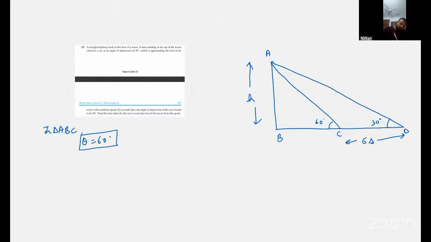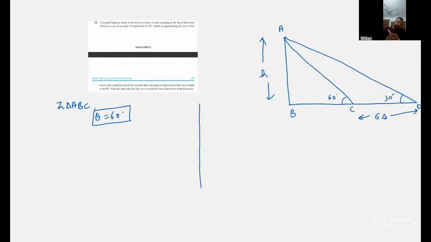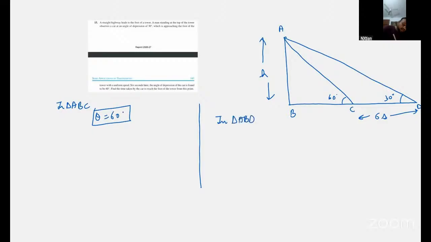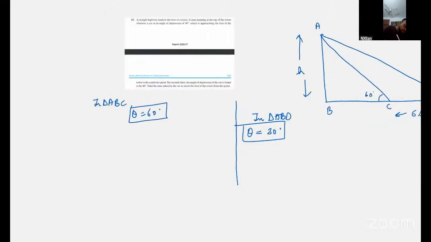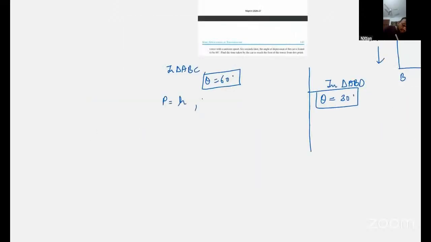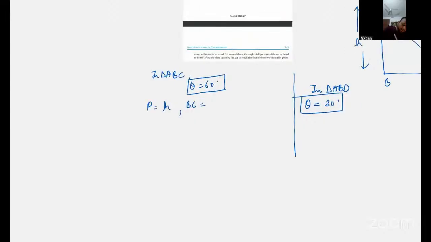Okay. So first we will take theta, which is 60 degrees, in triangle ABC. What is the other triangle you will take? Guys, tell me quickly. ABD. Very good. So in triangle ABD, theta is 30 degrees. Now we have the perpendicular, which is the height, and the BC distance as the base.